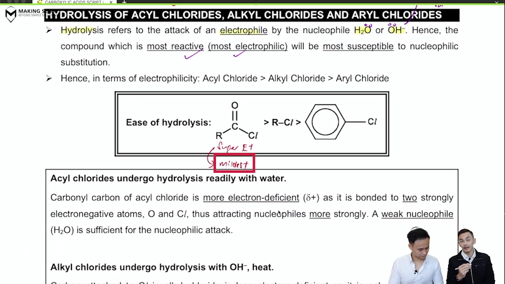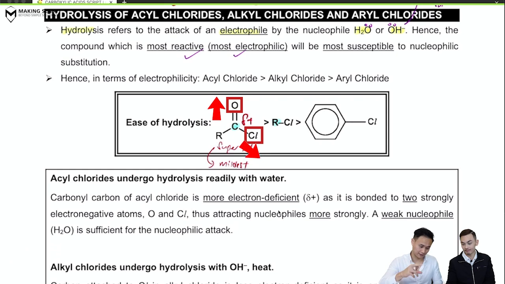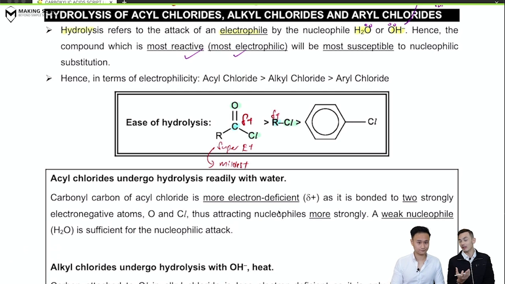Now, if you compare acyl chloride with alkyl chloride, Mr. Tim, can you bring us through what is the difference in terms of the delta plus? Well, the acyl chloride has a much bigger delta plus because the carbon is bonded to two very electronegative atoms. But in the halogenoalkane, it's only bonded to one electronegative atom, so a smaller delta plus. A smaller delta plus also means it is less electrophilic and less reactive. Since we call acyl chloride a super electrophile, we'll just call alkyl chloride a normal electrophile. Okay, this is a normal electrophile.